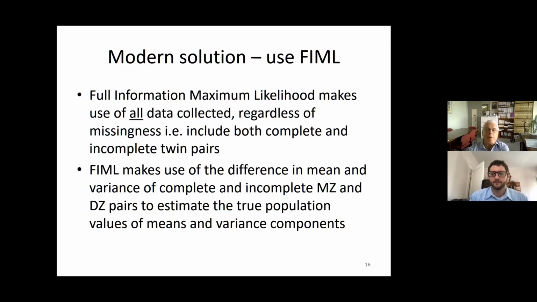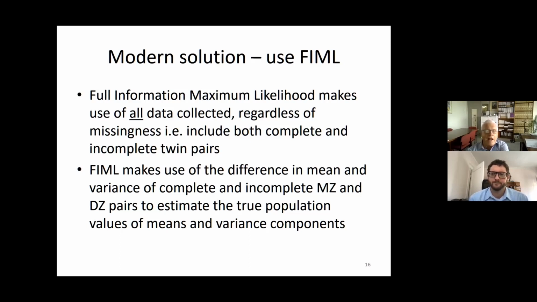And in particular, the implementation of what is called full information maximum likelihood, FIML, which is the standard application in Mx and makes use of all the data collected. I should say there's a huge body of theory behind this called missing data theory, or missing at random, missing completely at random. Mike gives a very eloquent lecture on this. I hope you'll get to hear it. But from a practical point of view, FIML makes use of all the data collected, including both complete and incomplete twin pairs, and you must include those in your sample.